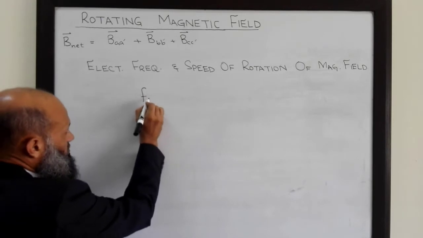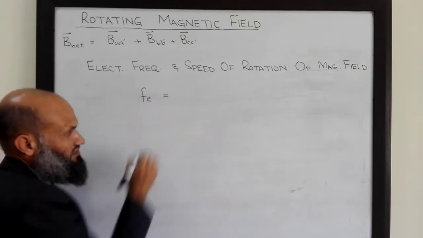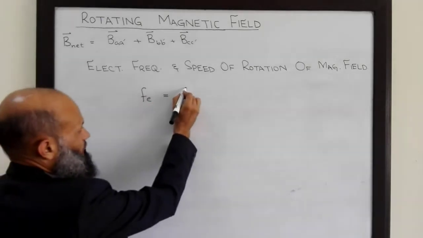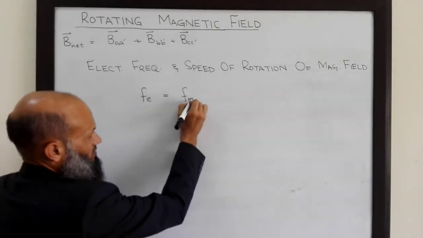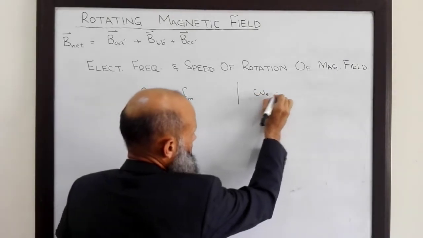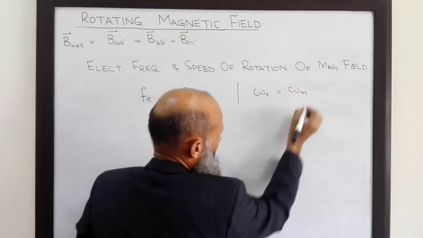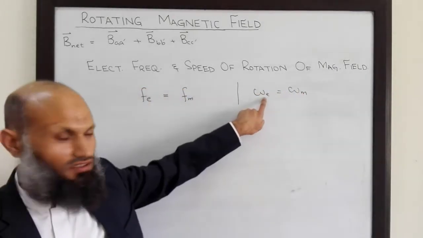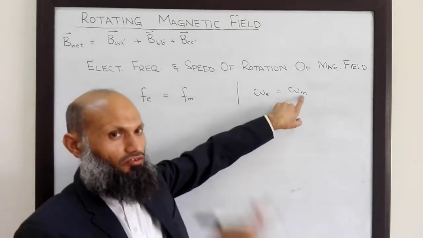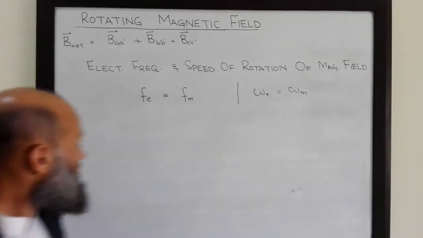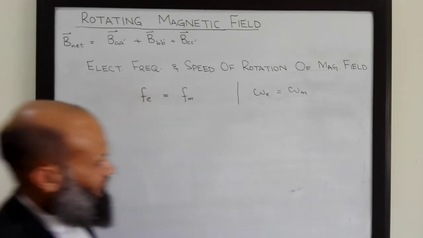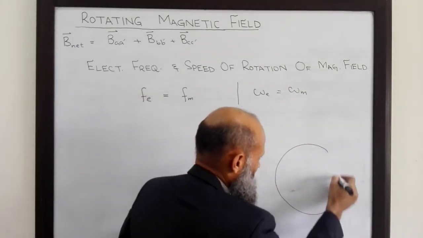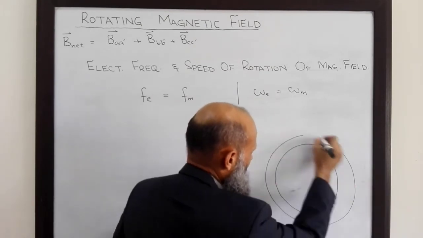Or in other words, we can say that electrical frequency is the same as the frequency of rotation of the magnetic fields. That is, omega E is equal to omega m: electrical frequency of the supplied current equals speed of rotation of the magnetic fields. And this is true for the case when the stator has a set of three-phase windings in it.